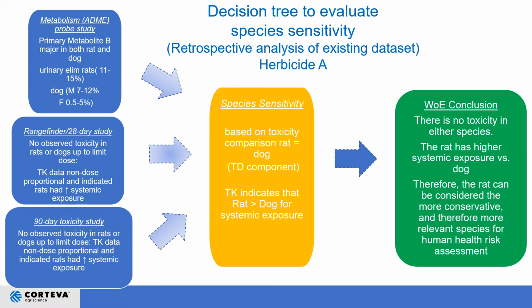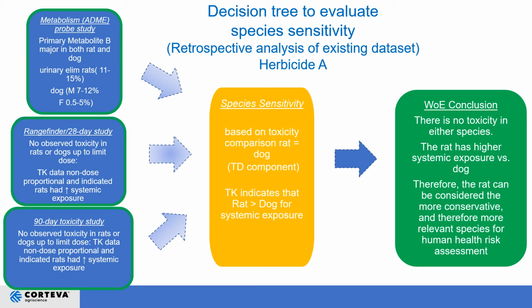If we integrate the retrospective data analysis into the decision tree, we can support the following weight of evidence. Primary metabolite B is the major metabolite in rat and dog. Urinary elimination was similar between rat and dog, with rat slightly higher. On short-term 28-day studies, as well as 90-day studies, no toxicity was observed for either species. TK data were non-dose proportional for both species, and overall, rats had higher systemic exposure.